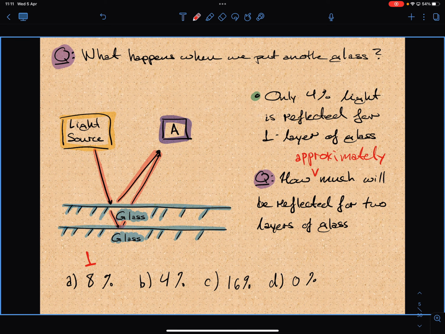Raise your hand if you think it's 4%. 1, 2, 3, 4, 5. All right, 5. Raise your hand if you think it's 16%. 0. Raise your hand if you think it's 0%. 0. And I guess we need an undecided category. Raise your hand if you're undecided.